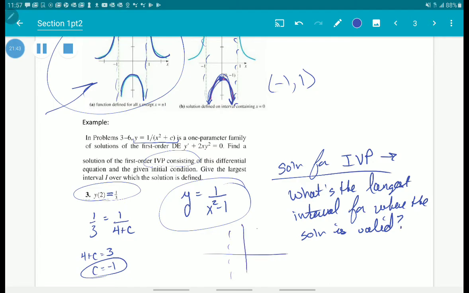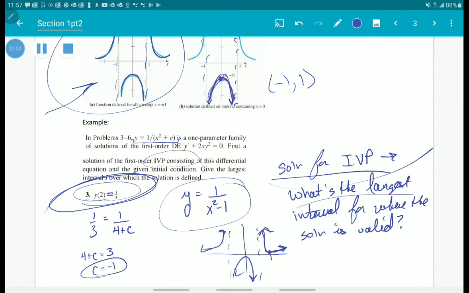So here's our -1 and 1. Here's our pieces. You have to think about, where does this point live? Well, this point lives at 2 1/3, which would be on this piece of the graph. So the solution for the initial value problem will have the interval from 1 to infinity. You have to think about where that initial value will live.